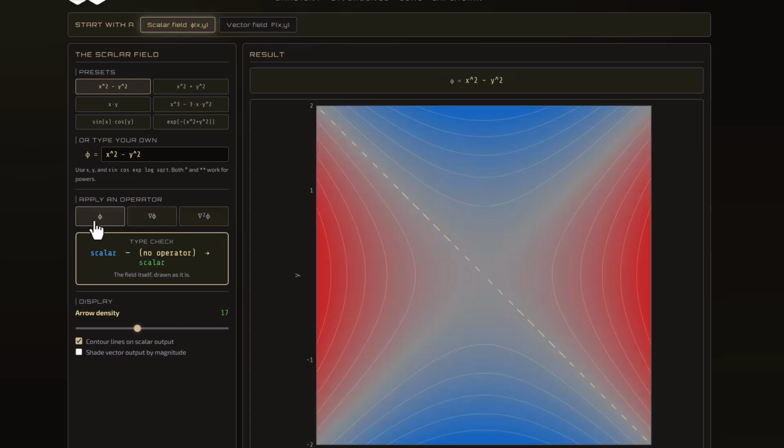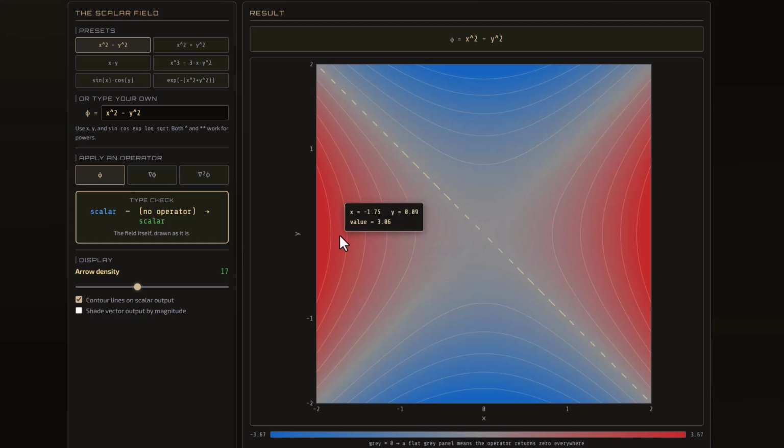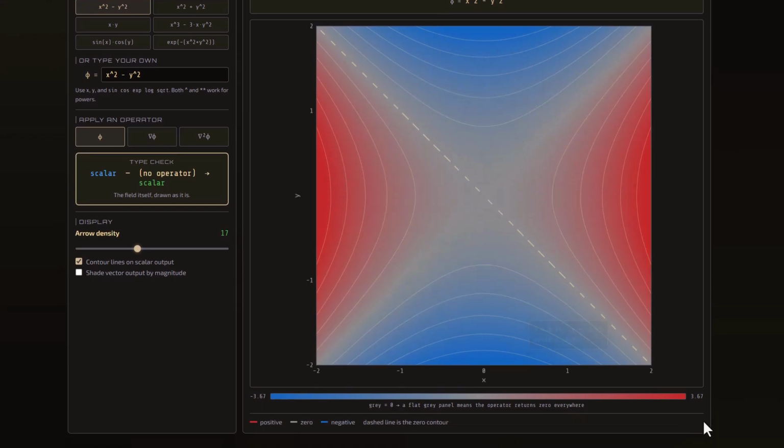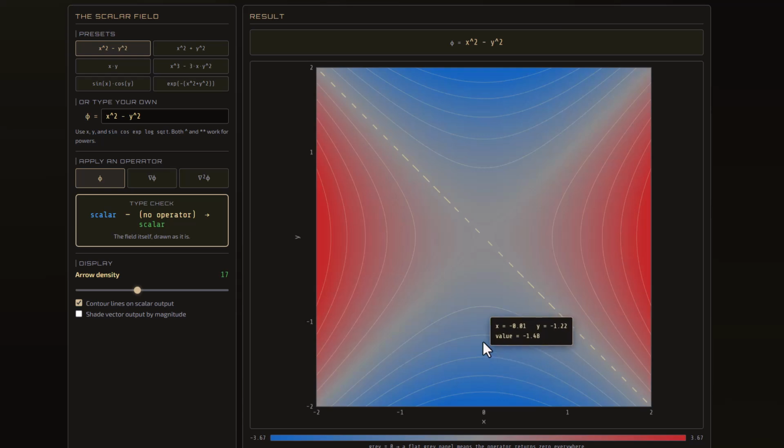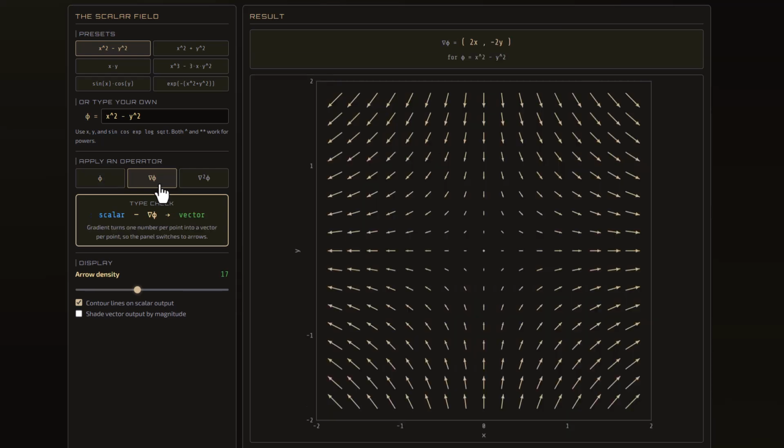If I go back to my function here, I can imagine this as hills and valleys. And the red contours are hills, they've got positive values. The gray is near 0, and the blue is valleys. So I've got these ridges here, the gray values kind of making an X formation. And I've got two hills and two valleys. And now let's take a look at the gradient. And sure enough, my arrows are pointing uphill.